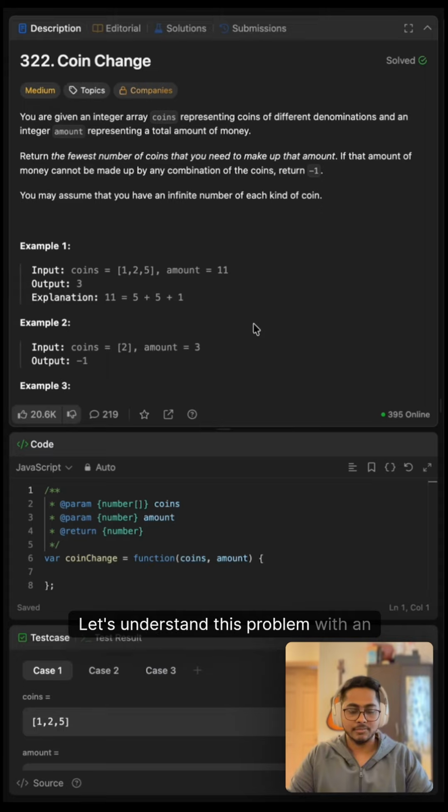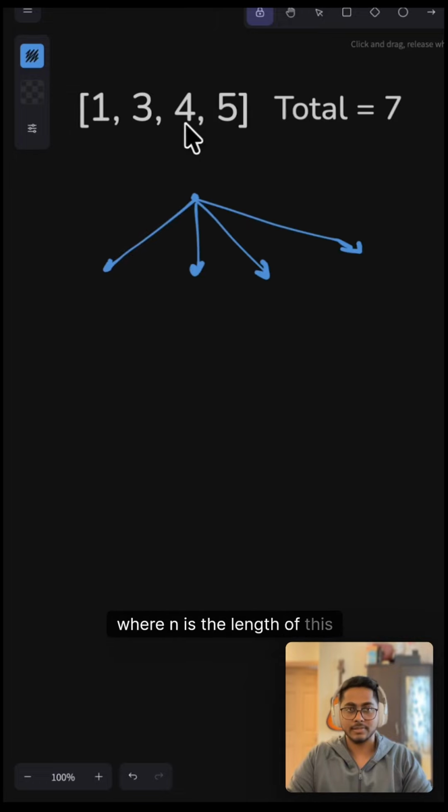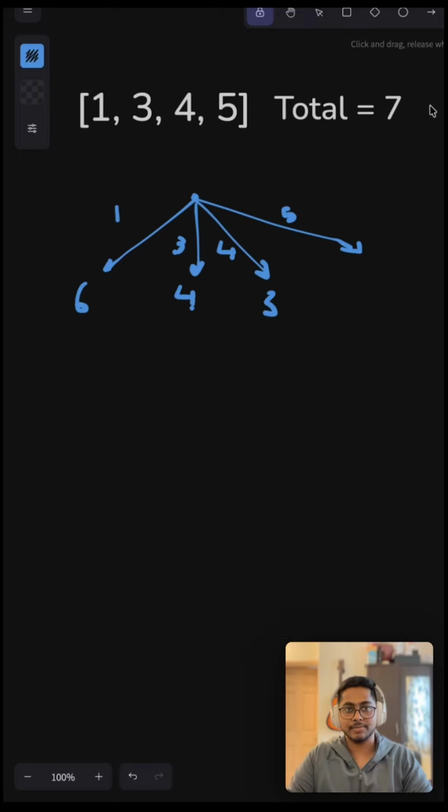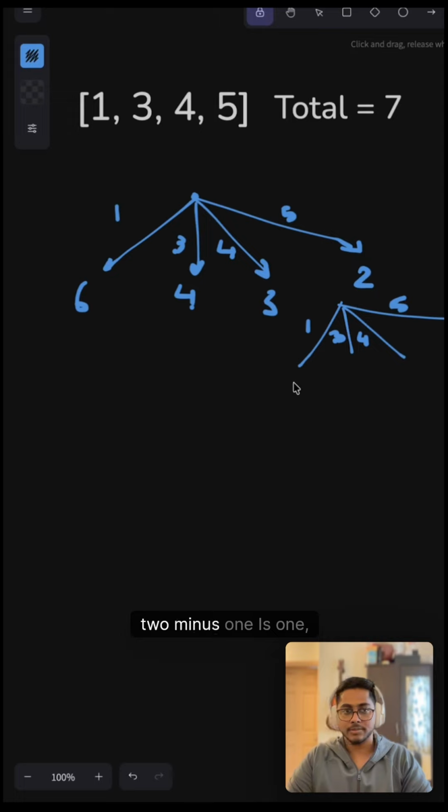Let's understand this problem with an example. So the brute force way to solve this could be, at any given point in time, we have got 4 choices, or n choices, where n is the length of coins. This is 1 and this is 5. 7 minus 3 is 4. 7 minus 4 is 3. And 7 minus 5 is 2. So this is our first case, and from here we have got n choices to make. 2 minus 1 is 1. 2 minus 3 is -1.